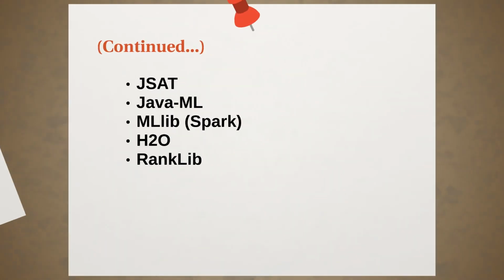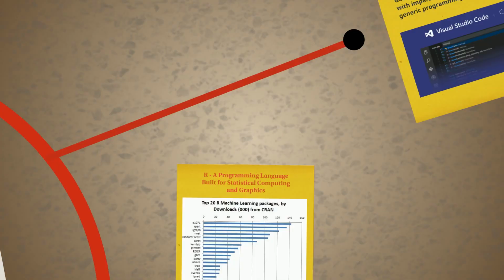The list, though, goes on. We have JSAT. Java-ML is a Java API with a collection of machine learning algorithms implemented in Java. You have MLlib, which of course is Spark, and this again is Apache's scalable machine learning library for Java. This is also supported in Python, ironically, although it does not get used as much. You have H2O, which is another machine learning API that's used commonly, and RankLib as a library of learning to rank algorithms. So Java has a lot of opportunities out there and gets used a lot if you're developing applications.